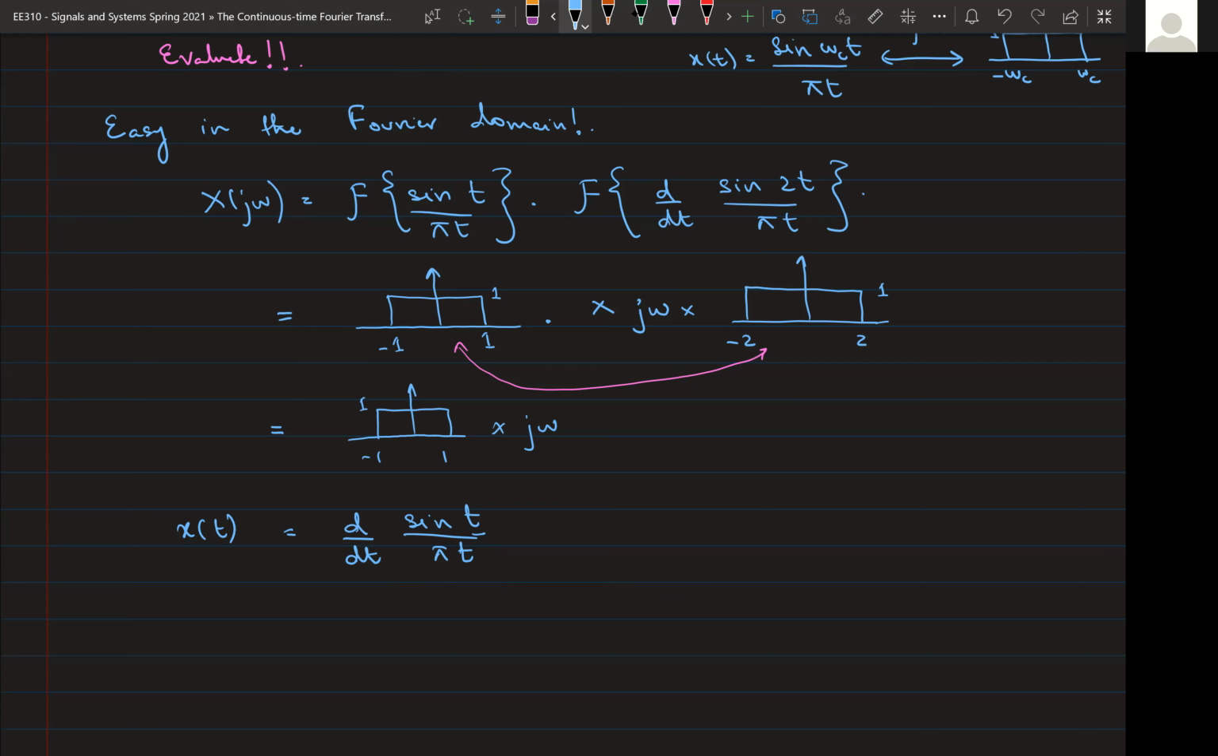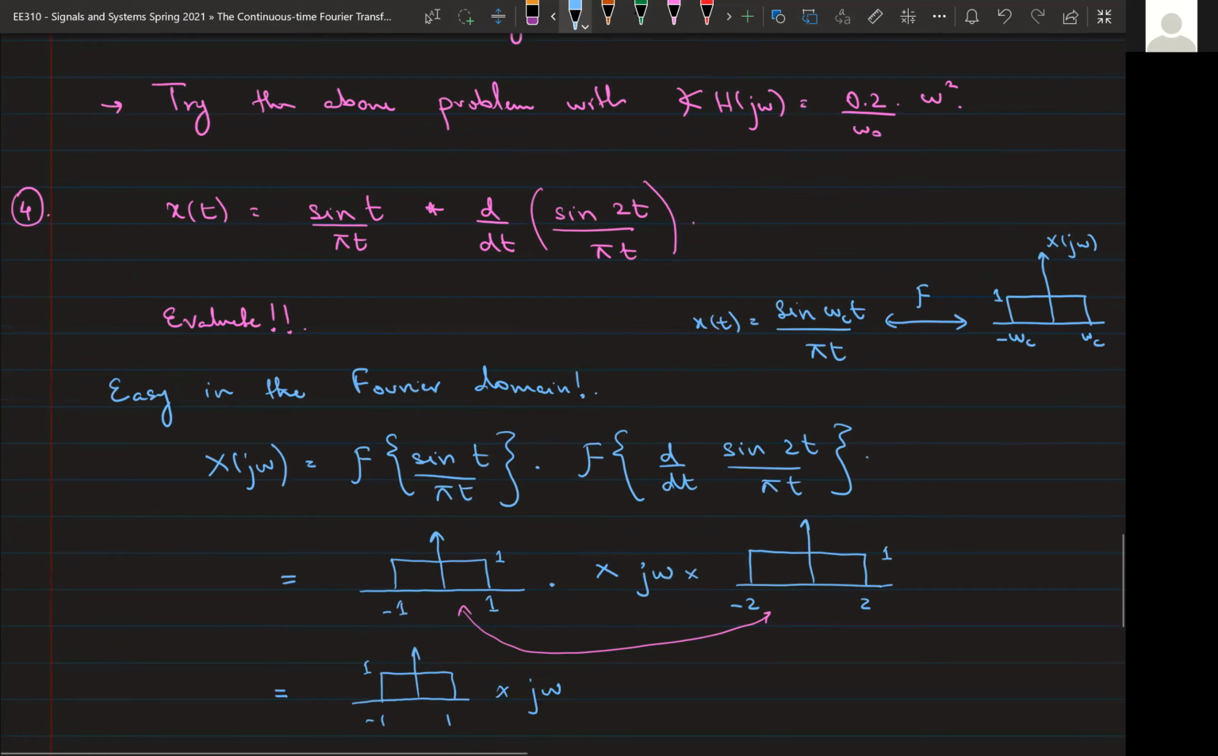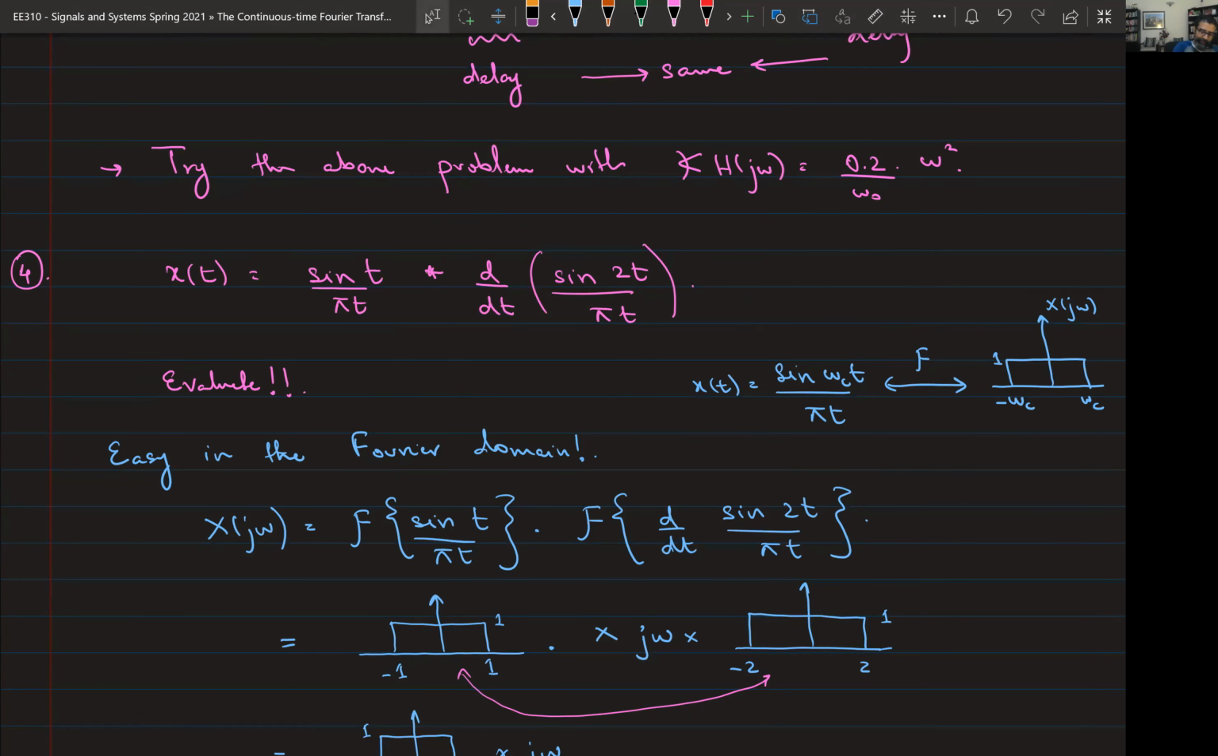If we didn't transform this into the Fourier domain, the derivative of sin 2t would also come out like this, if we applied the division rule. Okay, absolutely. The derivative and sin t over pi t. Exactly. But then it would be longer. You would have had to compute this convolution after you took the derivative.